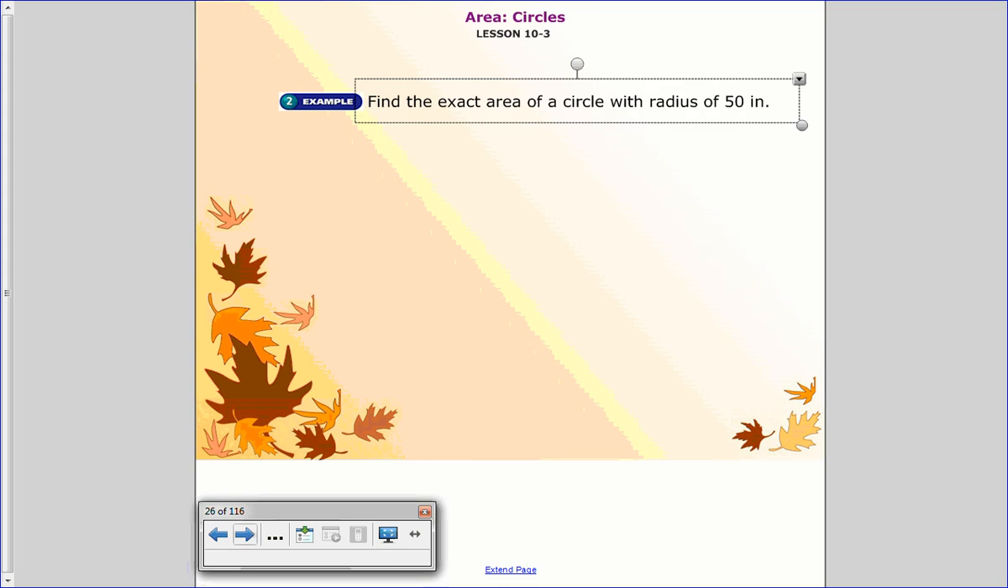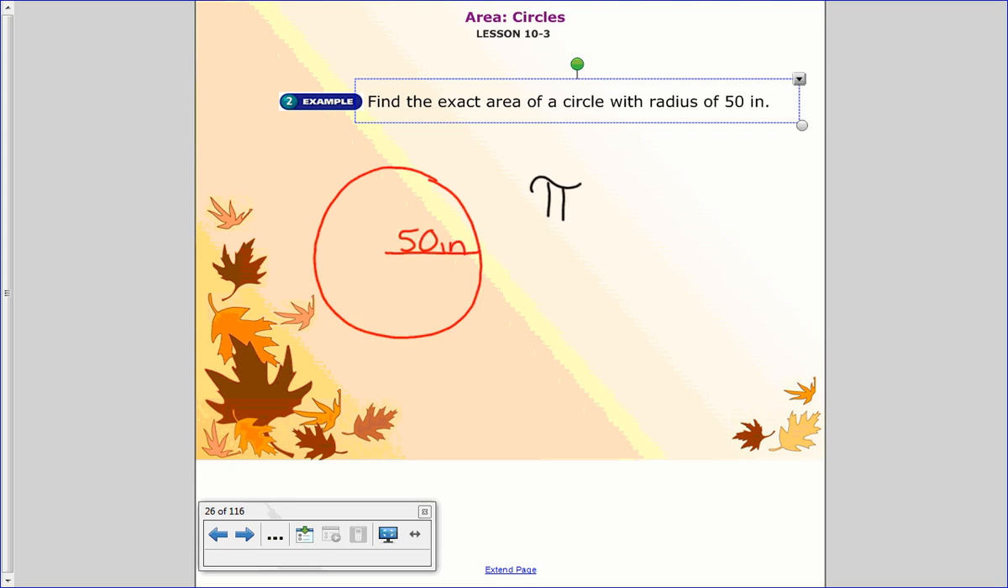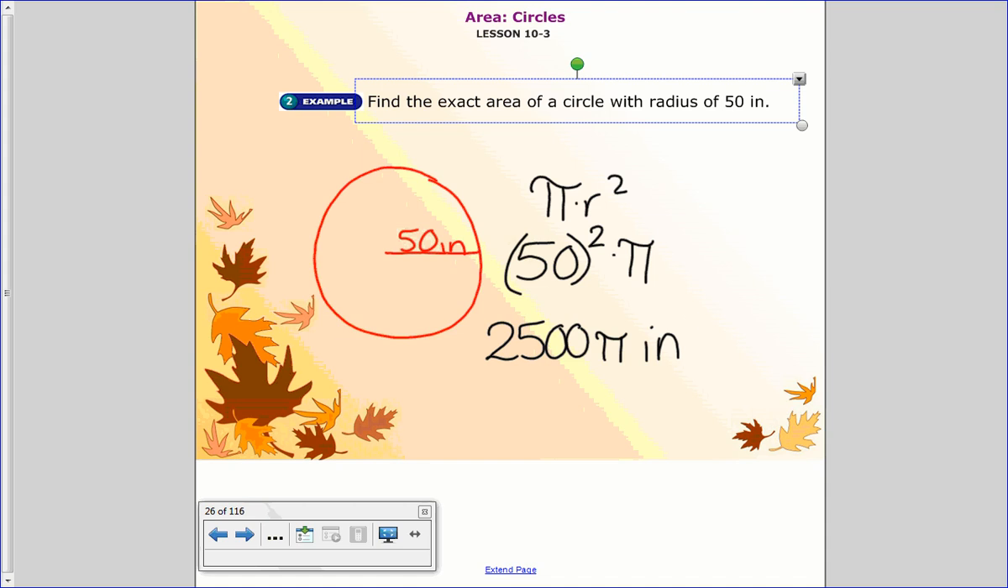So here, it says find the exact area of a circle with a radius of 50 inches. So again, we could draw a circle, and here it says 50 inches is the radius. So we use that formula, pi r squared. Pi times radius squared. What I do is fill in 50 for the radius, square it, and then multiply it by pi. Remember when they talk about squaring something, it's not 50 times 2, it's 50 times 50, which is 2,500. So right now we have 2,500 pi inches squared.